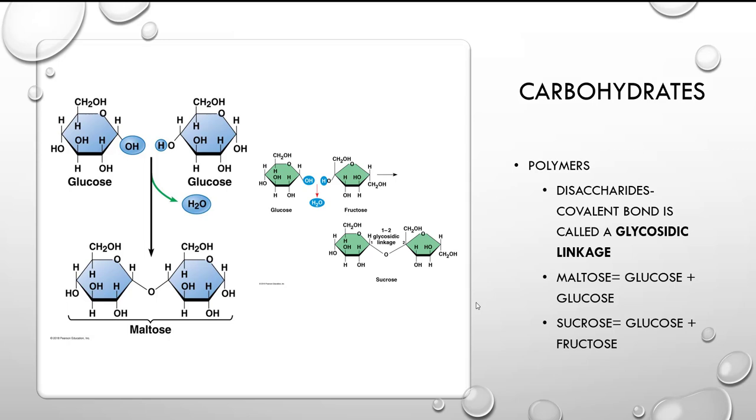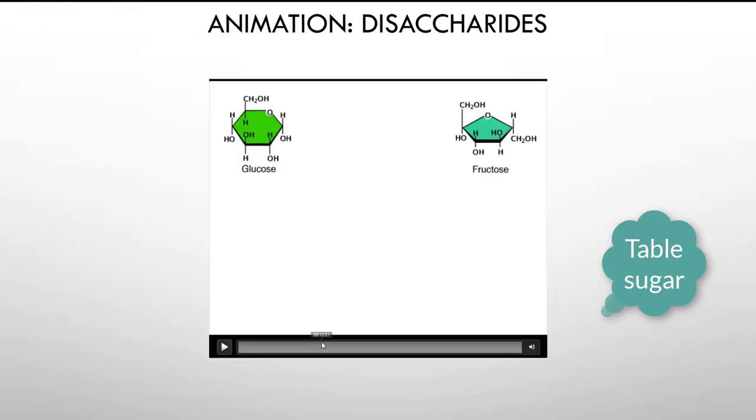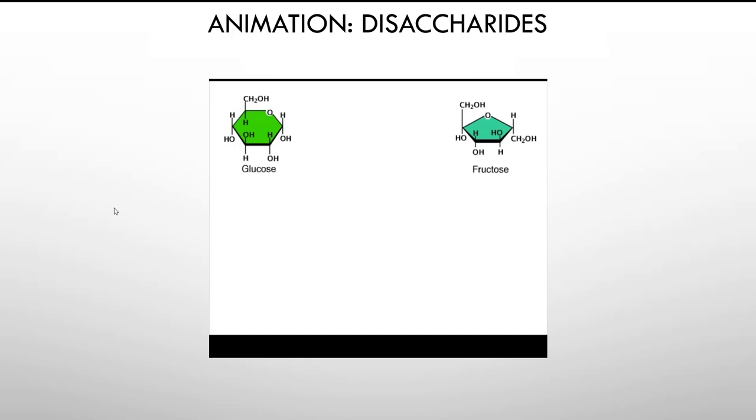Here's another example of a dehydration synthesis reaction. In this case, we have glucose and fructose. So when we bring those 2 molecules together with a dehydration synthesis reaction, forming that glycosidic linkage, we get the disaccharide called sucrose. And you may be familiar with sucrose, that's table sugar. So let's watch an animation showing how we bring together those monosaccharides to form the disaccharide.